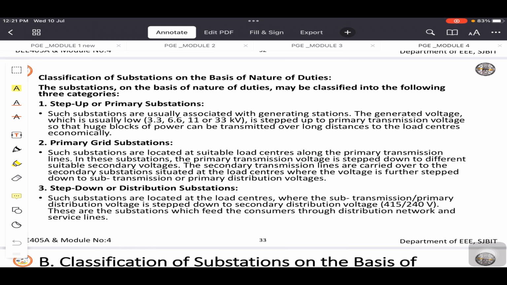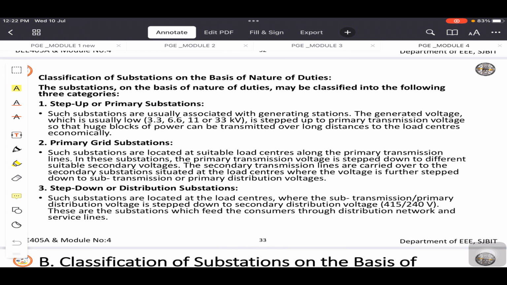As the name indicates, step up or primary substation. Generally these substations are employed at the generating stations where the power is being generated. The voltage in the generating stations is generally 3.3, 6.6, 11 or 33 kV, and this voltage has to be stepped up from the primary substation in order to transmit it, so that huge blocks of power can be transmitted over longer distances. Generally we know that the stations which are generating power are far away from the load centers, so we need to transmit this over to the load centers economically. So initially in the primary substations, voltage is being stepped up and it is transmitted.